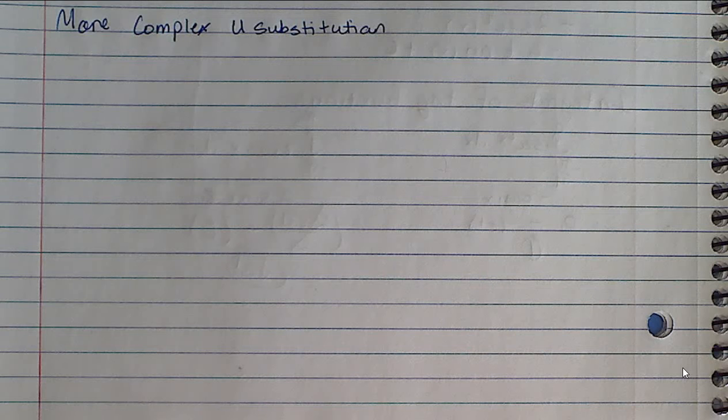So yesterday we talked about some pretty easy ones where it was pretty clear exactly how to set it up, because what was inside the parentheses would be the u, and then your du was directly outside. So it's like the problem was almost exactly done for you.